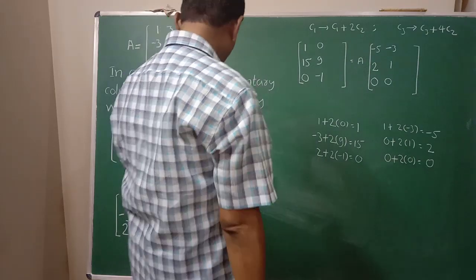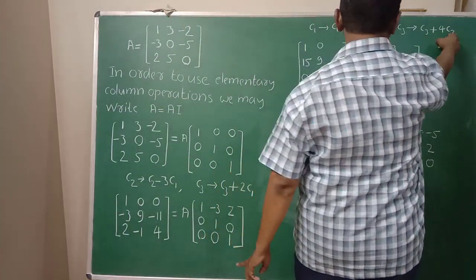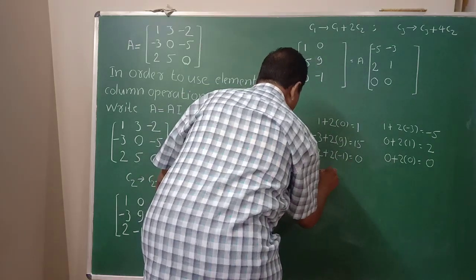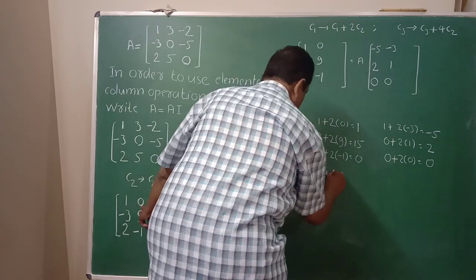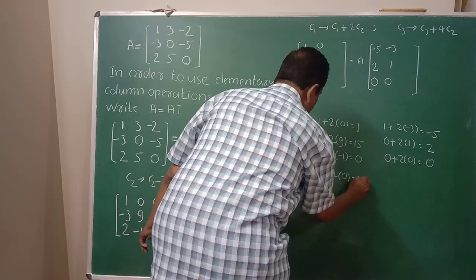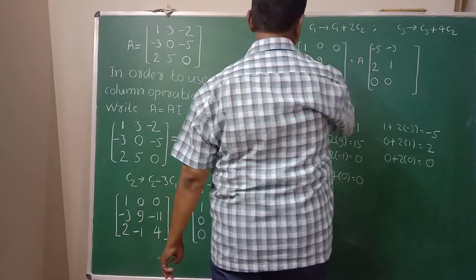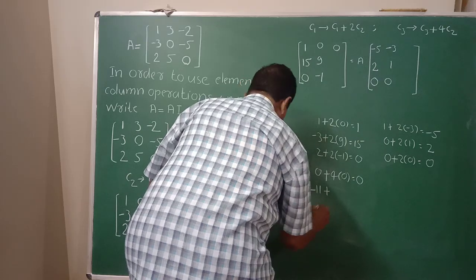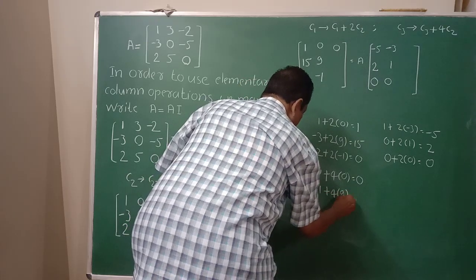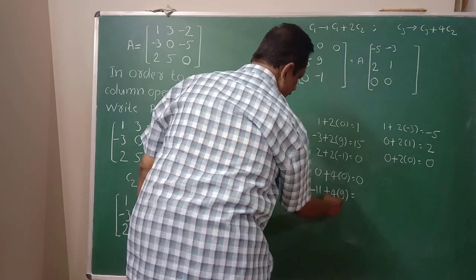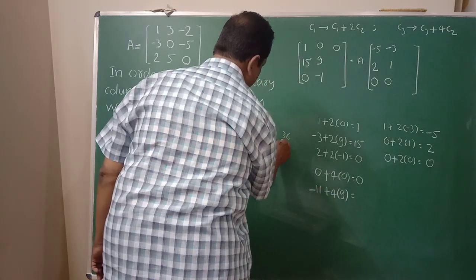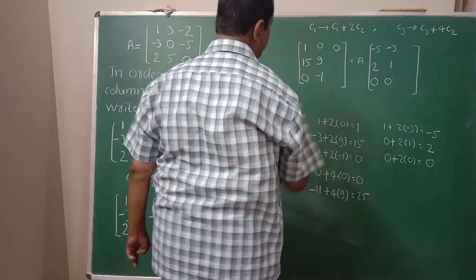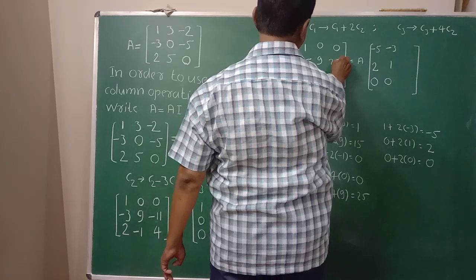So similarly, here C3 plus 4 into C2. So C3 is this column here. So 0 plus 4 into 0 is equal to 0. So write here 0. Then minus 11 plus 4 into 9. 9 fours are 36. 36 minus 11 is 25. So write here 25. This is 25.